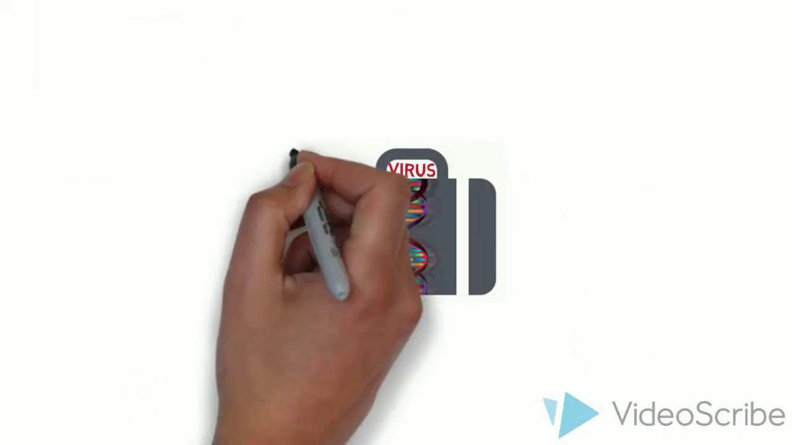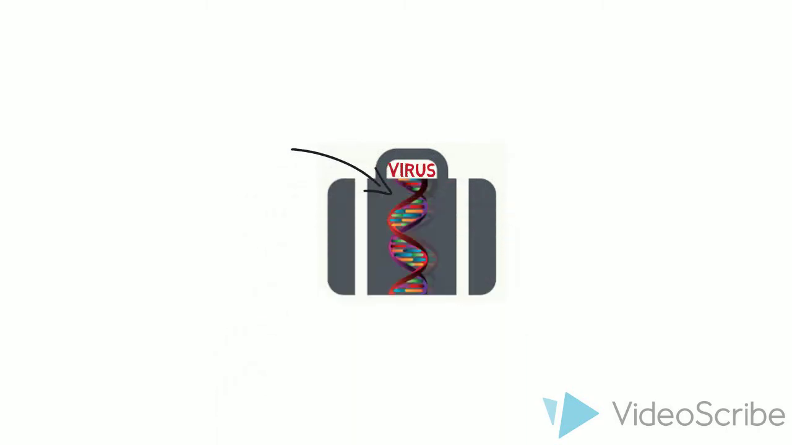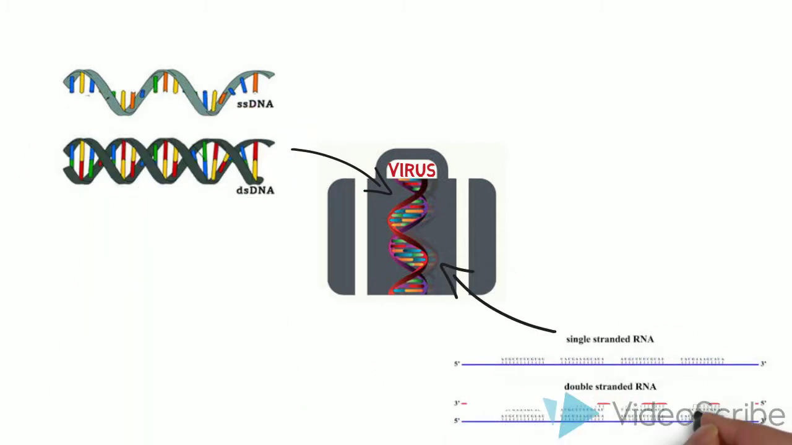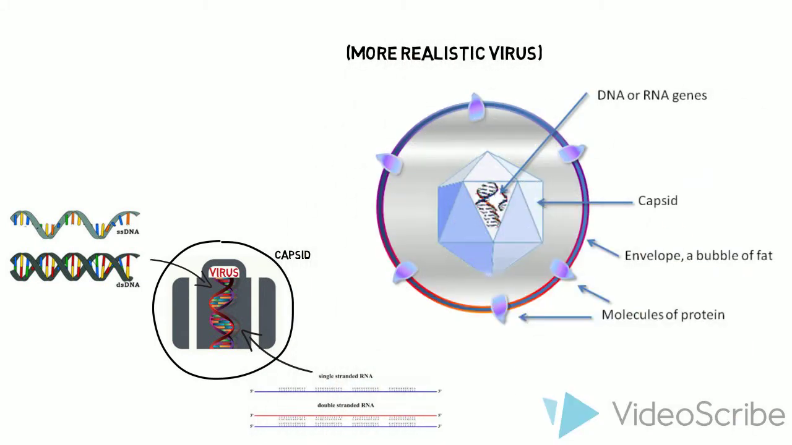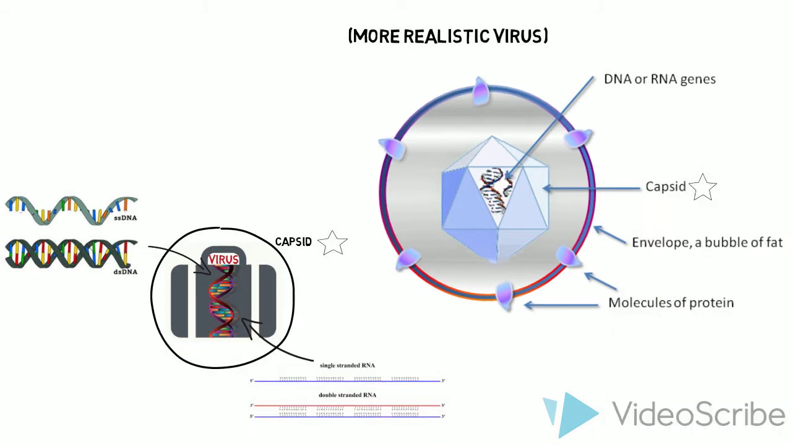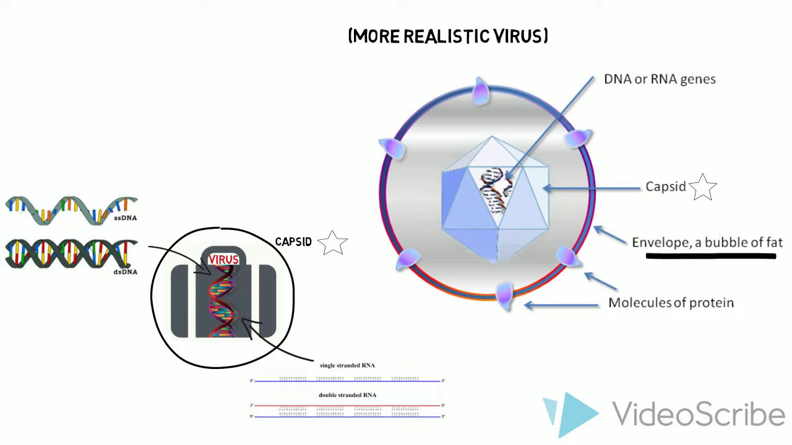As I mentioned before, viruses are little packages of genetic material. Inside the packages, there's either double-stranded RNA or DNA or single-stranded RNA or DNA, depending on the virus. Surrounding the genetic material is a protein coat called a capsid that acts as a shell around the genetic material. Viruses can be split into two groups, enveloped and non-enveloped.